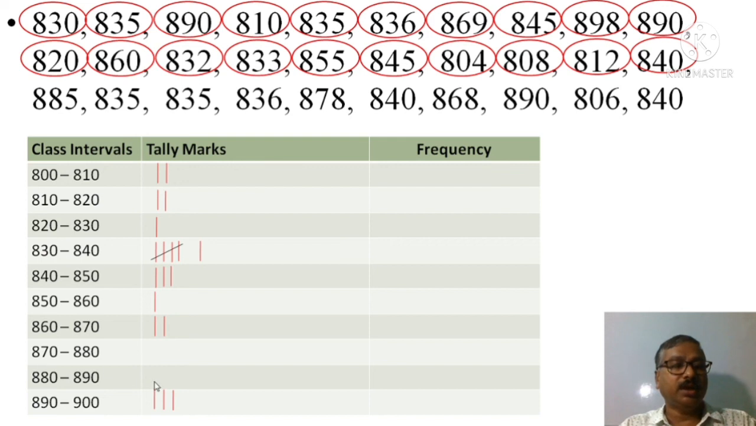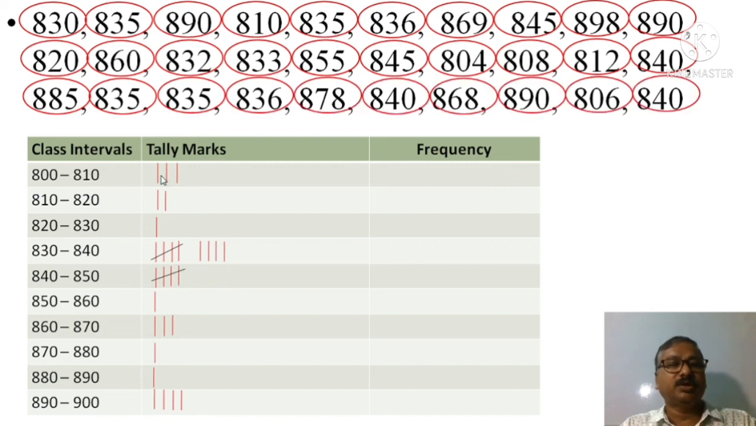885 will be in the interval 880 to 890. 830 to 840, so this is in this interval. Again, same observation, so this 836 is also in this interval. Now we'll count this.